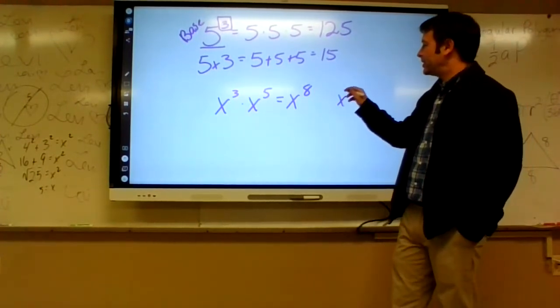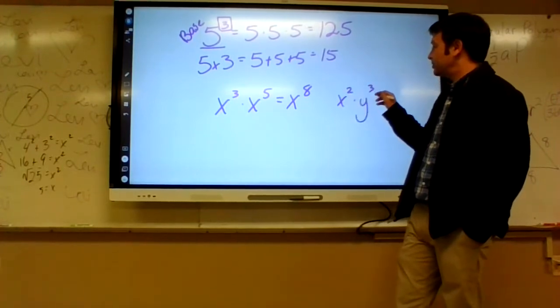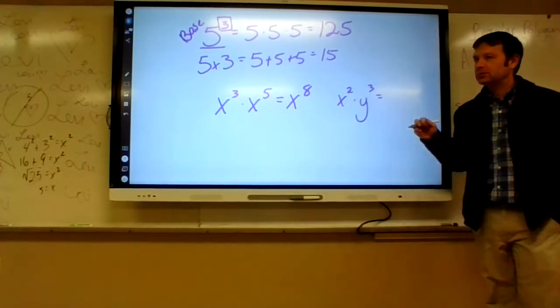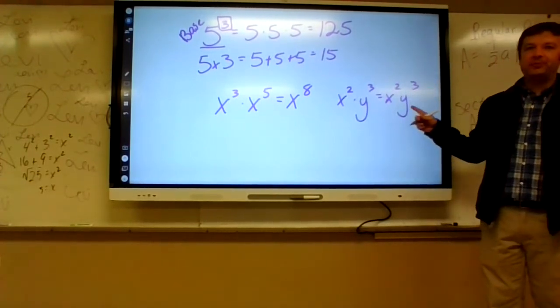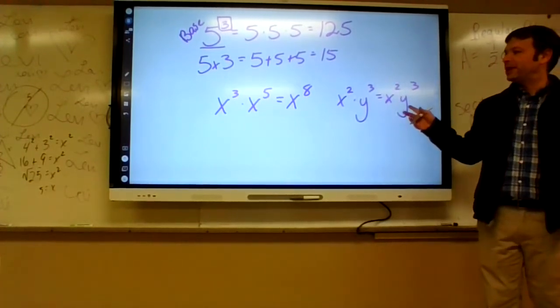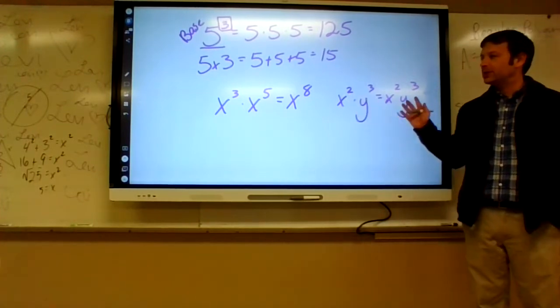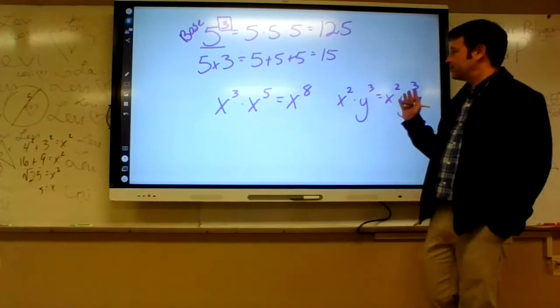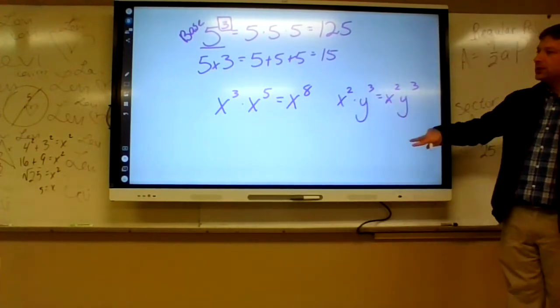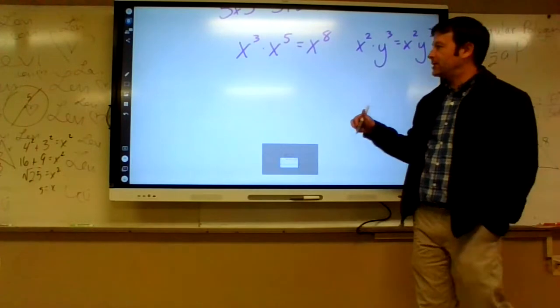What if I did x squared times y to the third? Okay, that does not simplify. That's not the same base, so it doesn't really do anything. So it has to be the same base. These can go together, these don't really do anything else. So that's one rule.